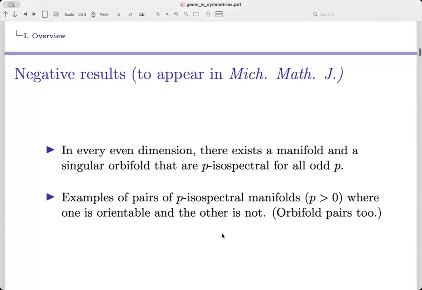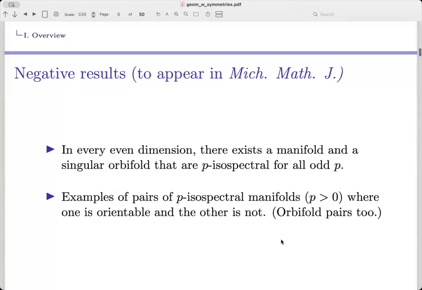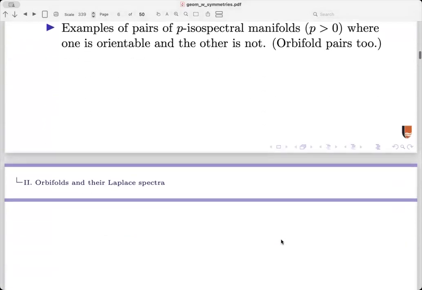We also have examples of pairs of p isospectral manifolds where one is orientable and the other is not, and orbifold pairs too, although I think personally the manifold example is more interesting. That is open in the setting of manifolds for the Laplace spectrum. It's not known amongst closed manifolds whether an orientable manifold can be Laplace isospectral to a non-orientable manifold. It is known in the setting of manifolds with boundary though. Okay, so those are where I'm heading.